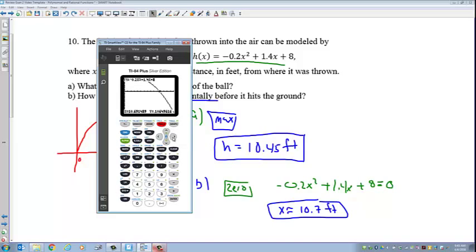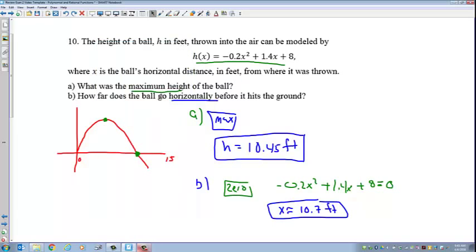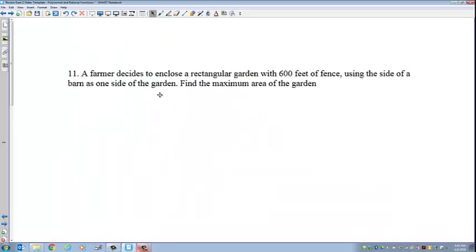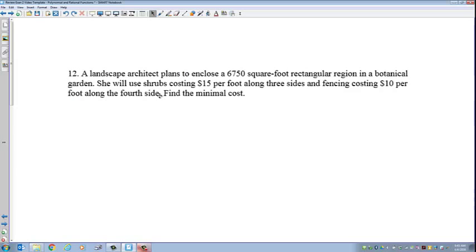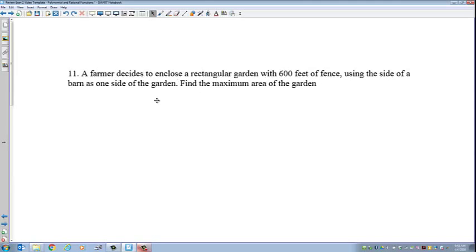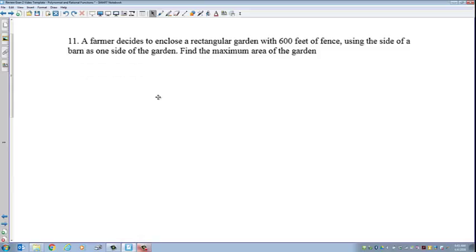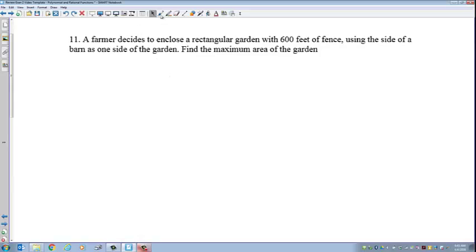What's next? Okay, so next, let's look at number 11. Oh my goodness, so number 11 and 12. All right, so 11, now these are picture equation solving test problems for sure. And there's no way getting around these things. Okay, so you're going to do a picture.